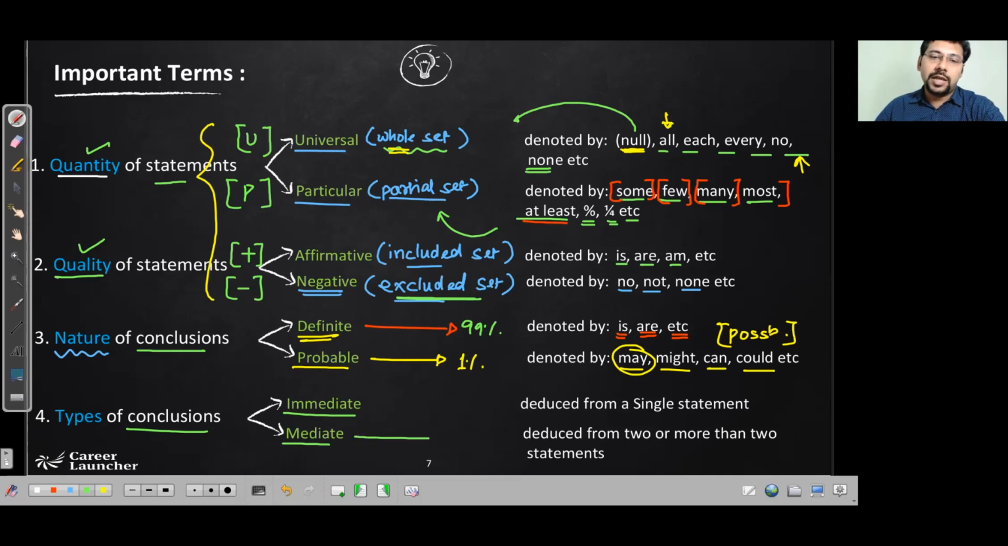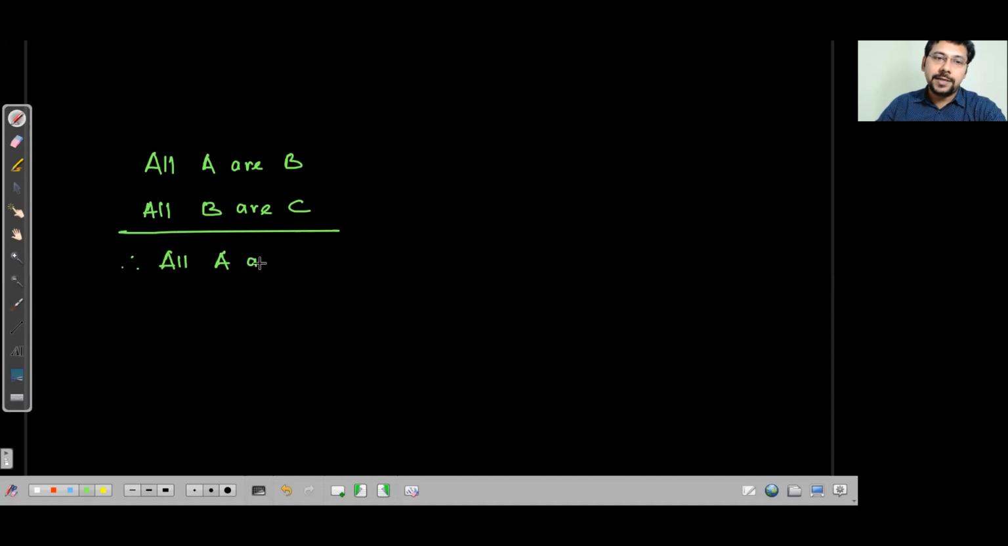Mediate is the type of conclusion that is deduced from two or more statements. So it requires two or more statements. For example, if I say all A are B, and I say all B are C, and then I deduce, therefore all A are C. The point is that A and C is a mediate conclusion.